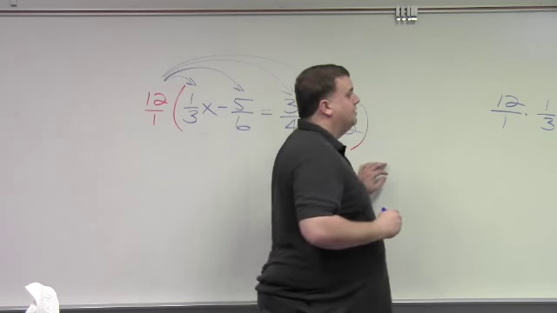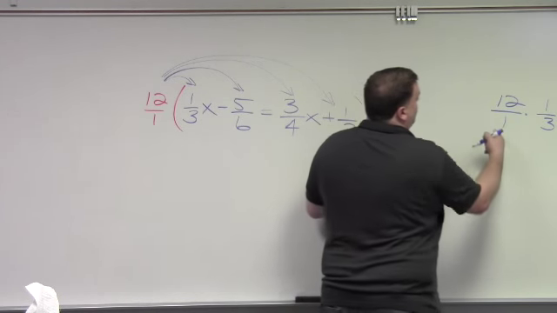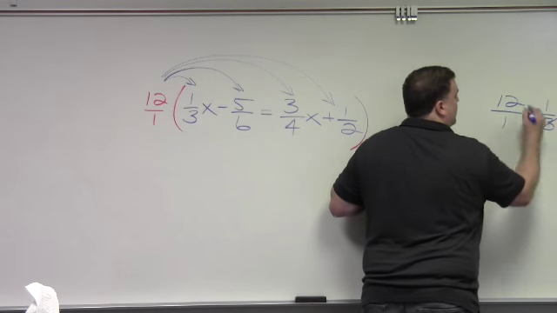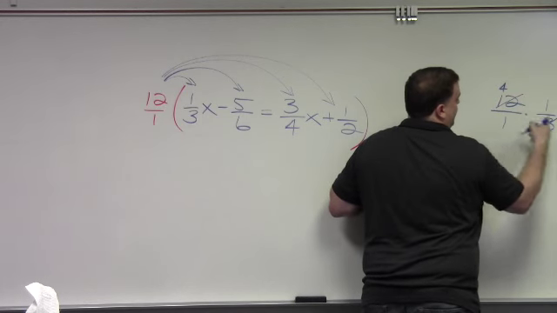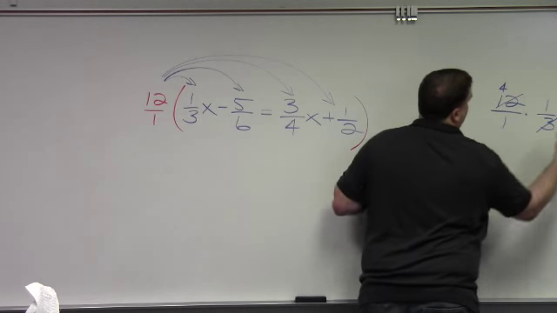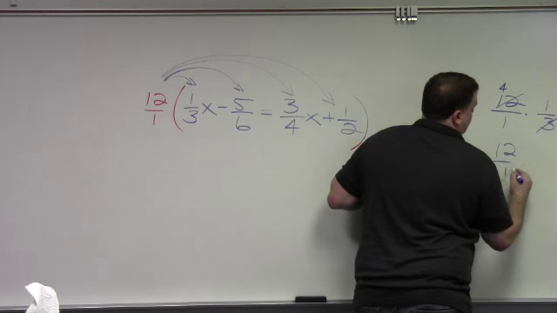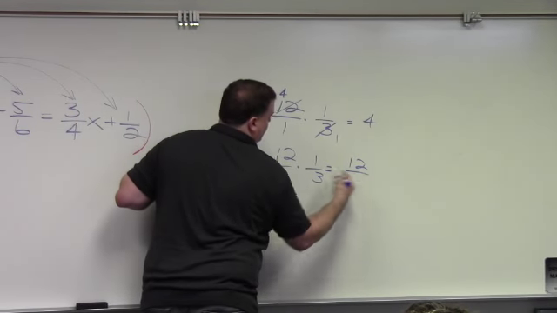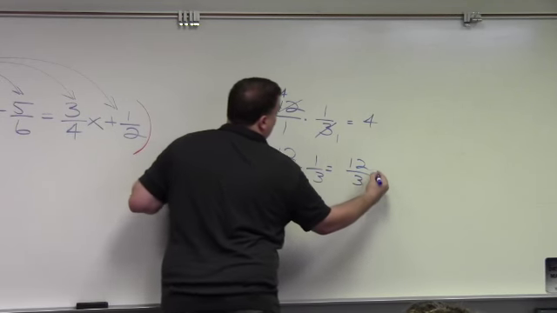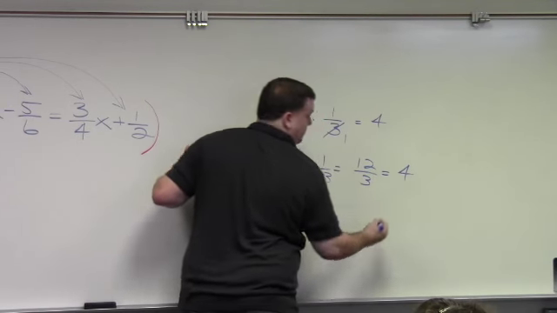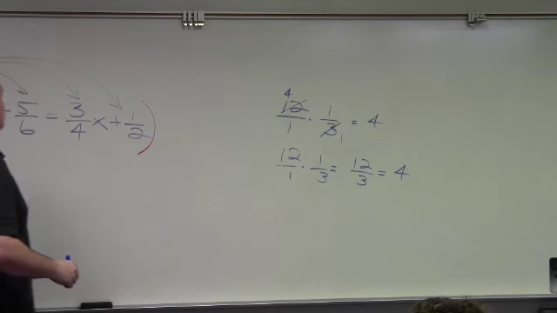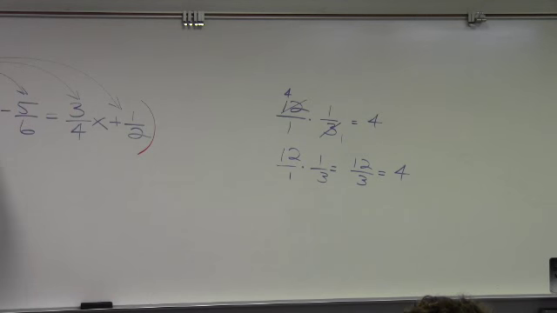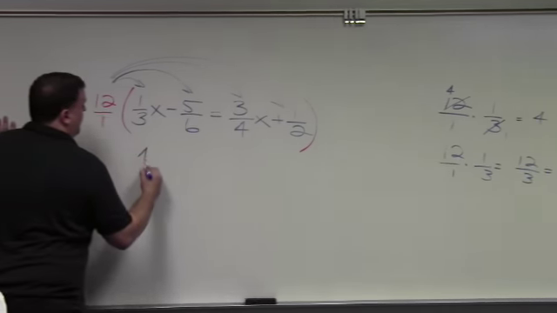You say, well, how did I get that? You can just do that work off to the side. There's two ways of doing that. 12 over 1 times 1/3, you could cross cancel, and that would just leave you with 4. Or you can multiply across, giving you 12 over 3, which still gives you 4. Either way's correct. So 12 over 1 times 1 over 3 gives me 4x.